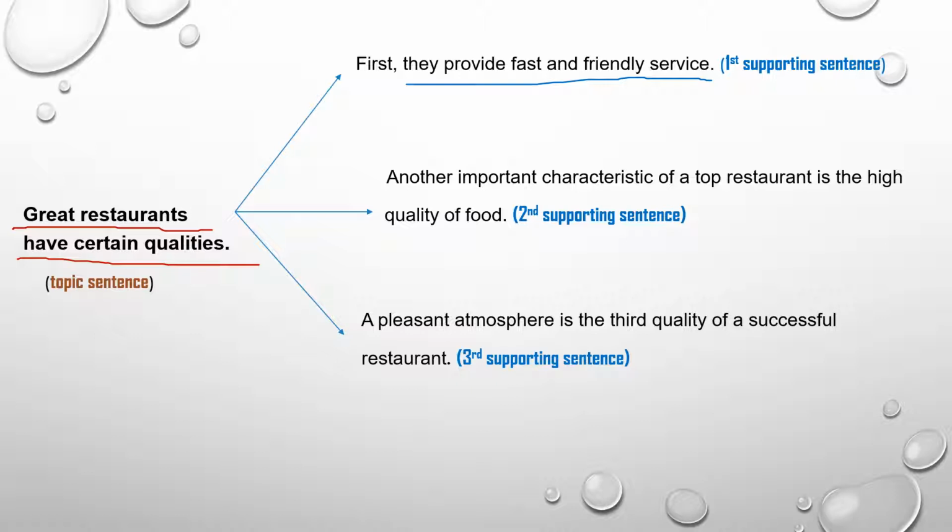Now, what about the second supporting sentence? Another important characteristic of a top restaurant is the high quality of food. So the second characteristic of a top restaurant is the high quality of food, and that makes the second supporting sentence. And the last supporting sentence is a pleasant atmosphere, which is the third quality of a successful restaurant. Now here, what I did was to list 3 different characteristics of a great restaurant to support my topic sentence.